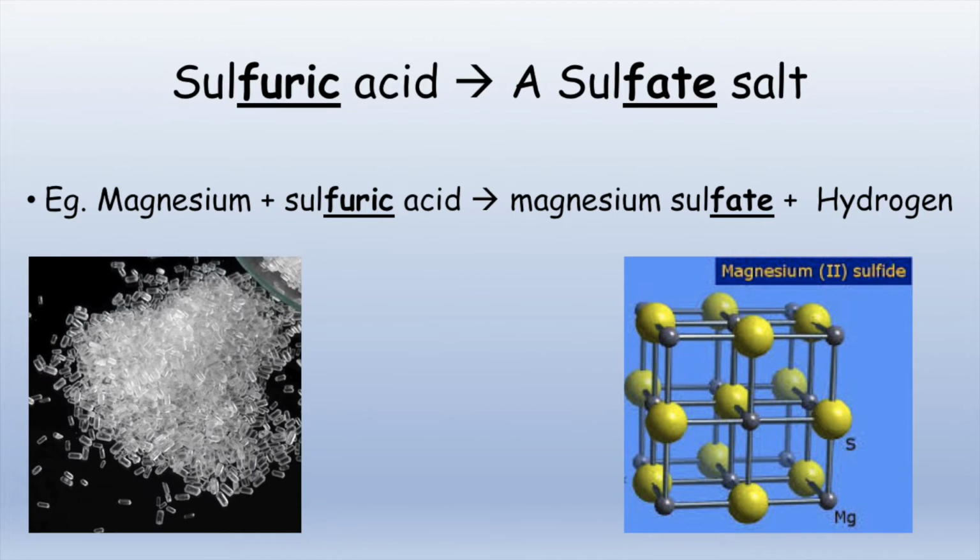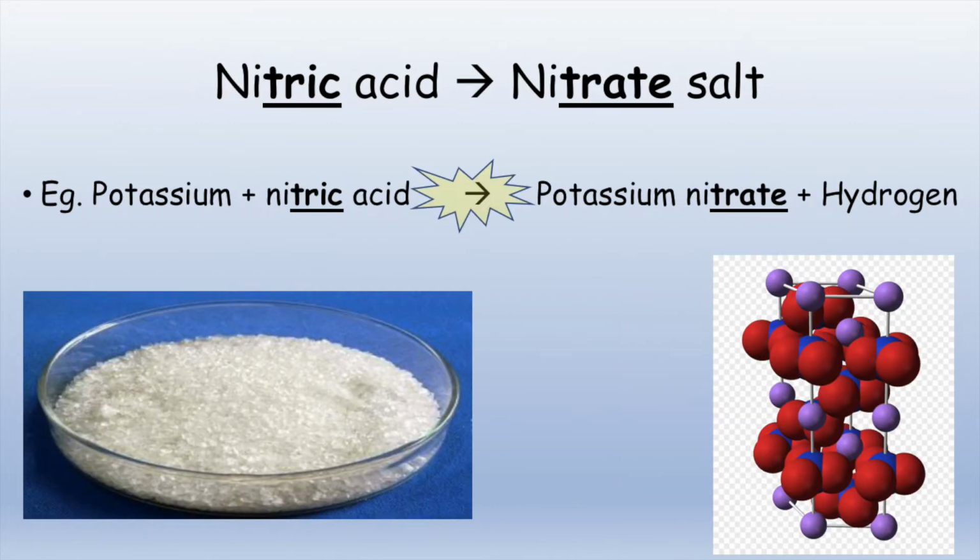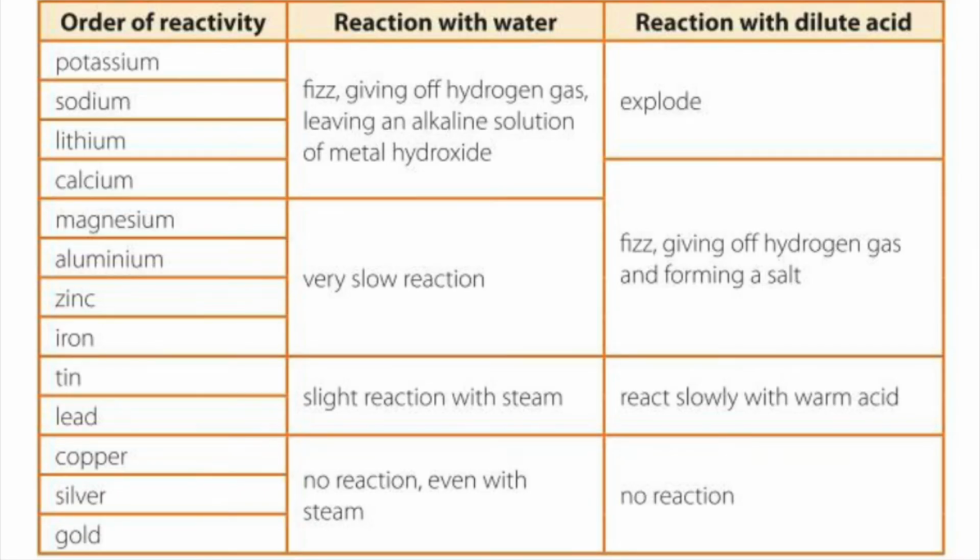You then have sulfuric acid, which forms a sulfate. In the example, we have used magnesium, which is more reactive than hydrogen. Therefore, it displaces the hydrogen and forms magnesium sulfate. Finally, there is nitric acid, which forms a nitrate salt. In this example, we've got potassium and nitric acid forming potassium nitrate and hydrogen. However, as I'm sure you remember from the reactivity series topic, a group 1 metal and acid is highly dangerous, so you won't have seen this salt made during a lesson.